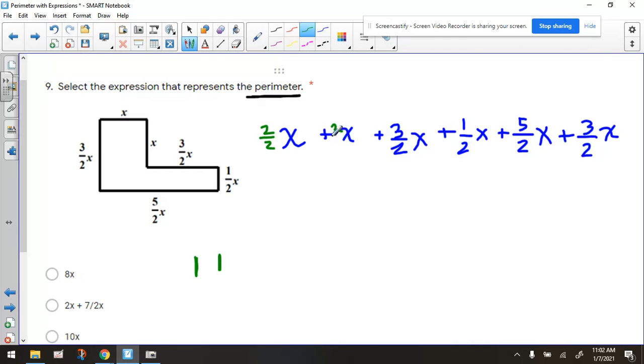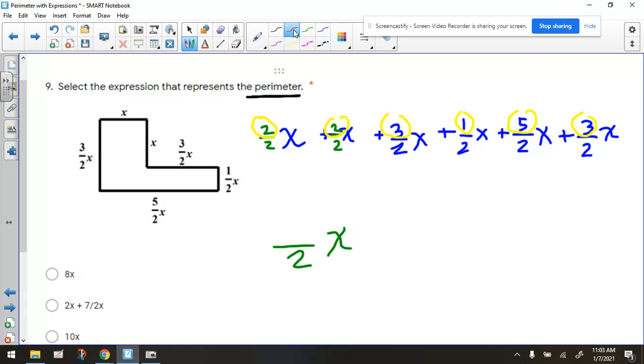Now, that might not make sense why we're doing that yet, but it will in just a moment, because keep in mind we're combining like terms. All right, now notice that we have a denominator of 2 for all of our coefficients, which is great because we know we're going to have something halves x. Now, how do we get the something? We have to add up all the numerators. So we have 2 plus 2 plus 3 plus 1 plus 5 plus 3.